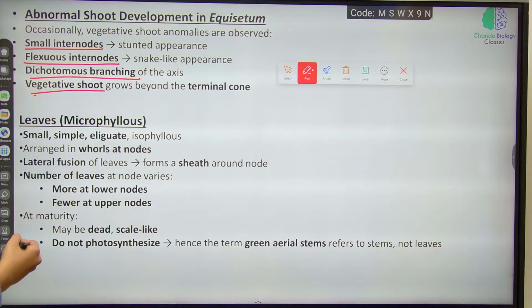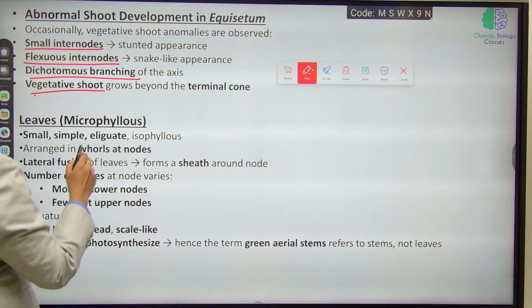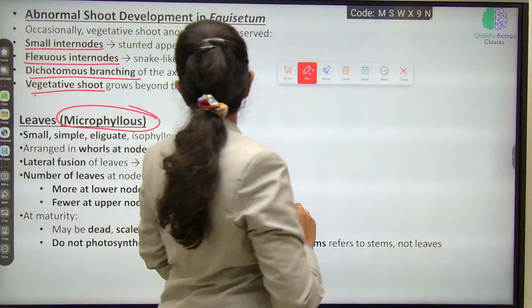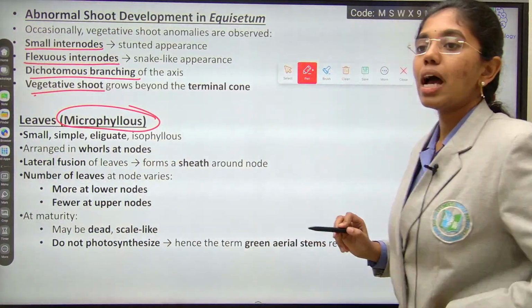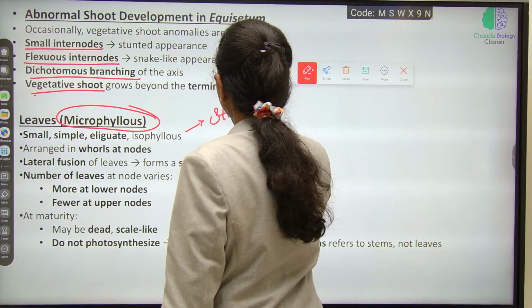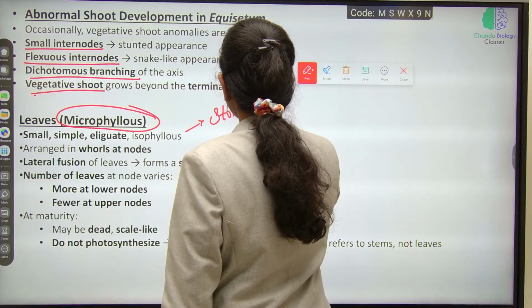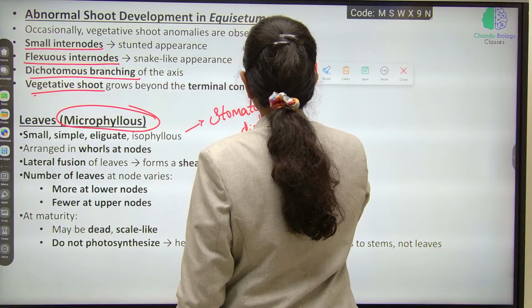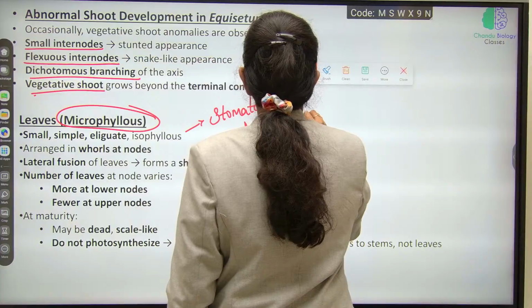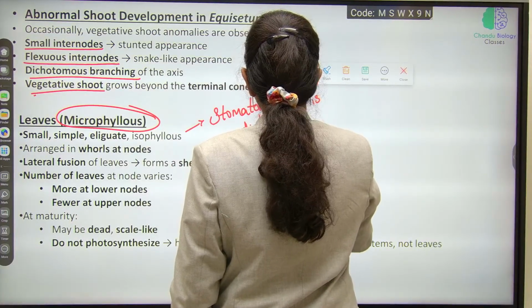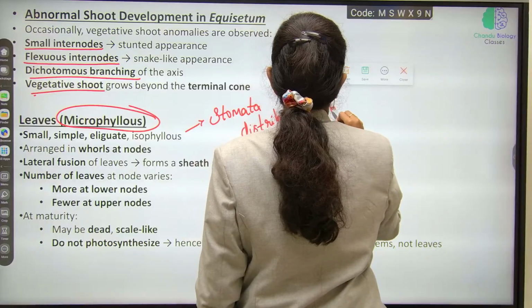Okay, and then leaves are microphyllous. They are small, simple, ligulate, which are isophyllous. Isophyllous means stomata distribution is equal on both sides.